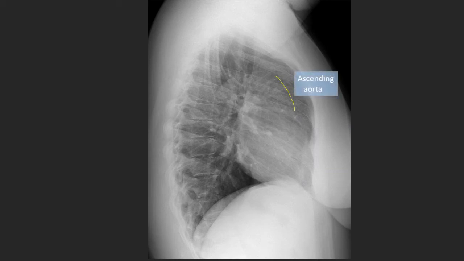We could kind of make out our ascending aorta, though this could be kind of difficult. It helps when the aorta is calcified, as we typically see in some older patients. But it's pretty easy to make out the aortic arch, as well as the proximal aspects of the descending aorta.